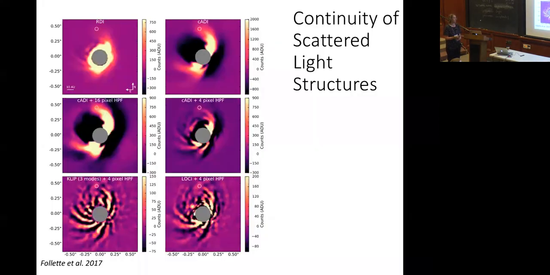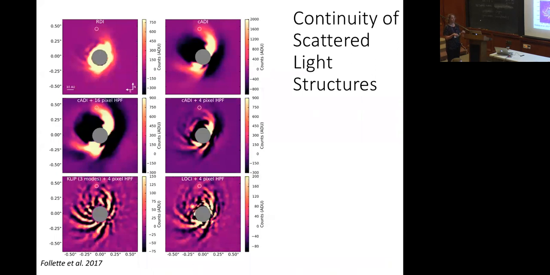So here's an example from a paper of mine from last year of a really interesting complex transitional disk, a disk with a cavity at the center. And these are different methods of processing it. So this is that classical angular differential imaging that I talked about. This is the angular differential imaging images with some other post-processing, what's called a high-pass filter. And these are those two aggressive processing algorithms that I talked about.